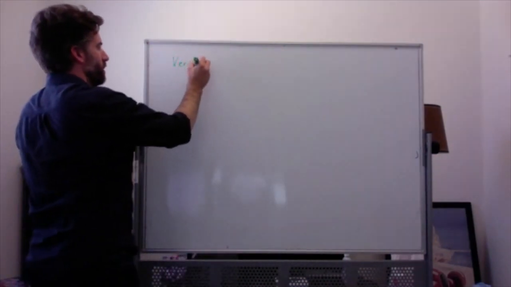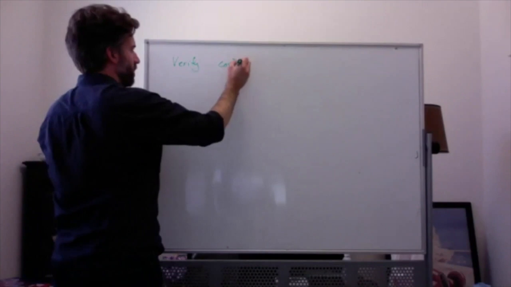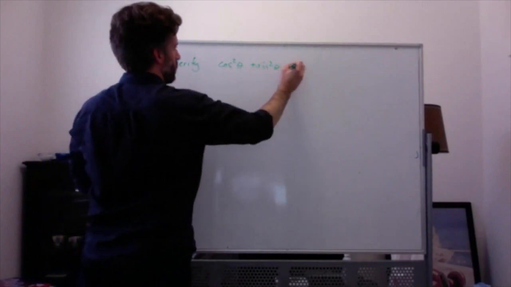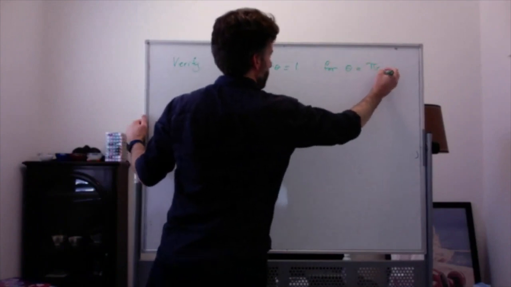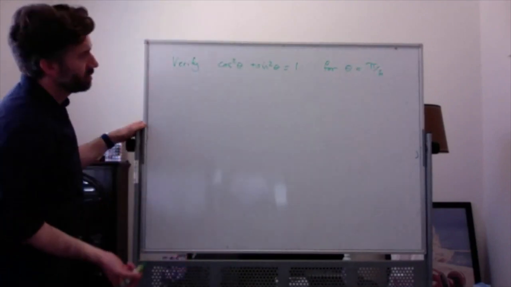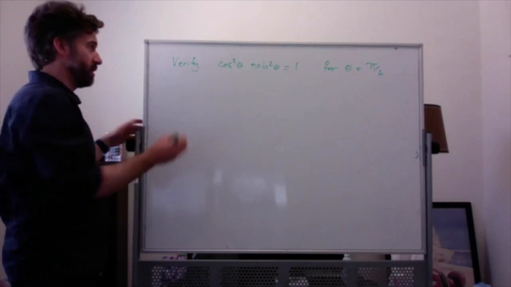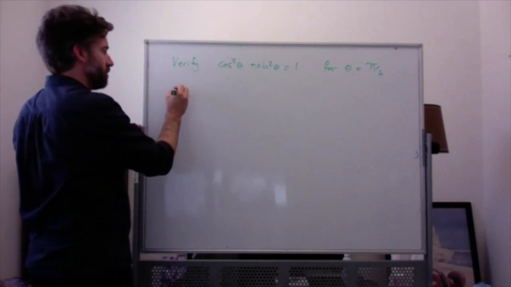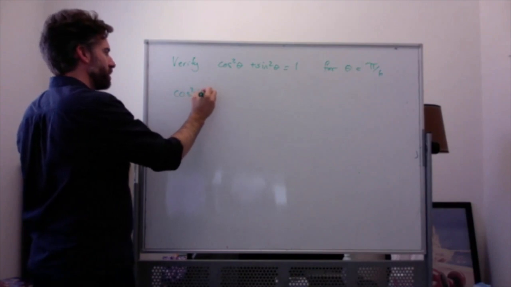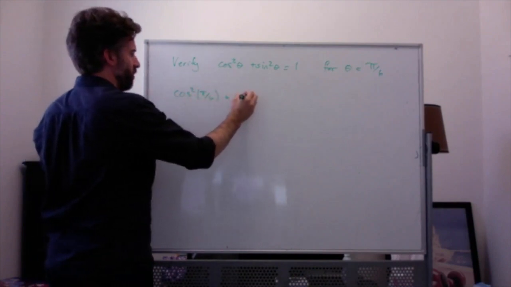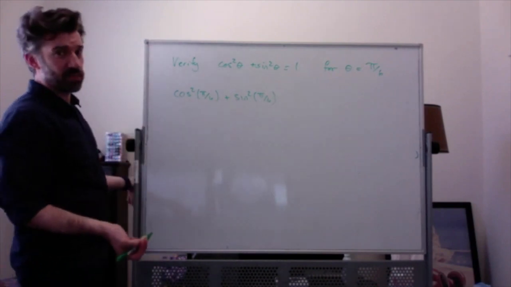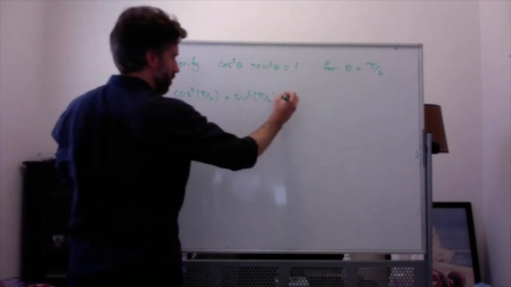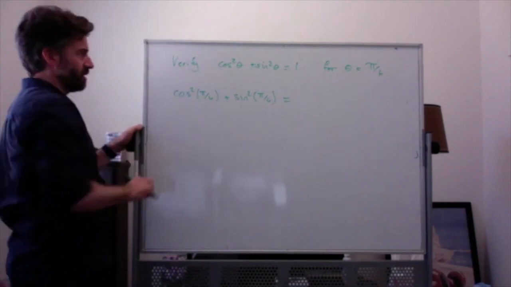So I want to verify that it is true that cosine squared theta plus sine squared theta equals 1 for theta equal to pi over 6. So all I'm going to do is start with the left-hand side. So I'm going to do cosine squared of pi over 6 plus sine squared of pi over 6. And I'm not going to say it's equal to 1 yet, even though it should be, because I don't know that yet. I'm just going to work on this side until I get to the other side.